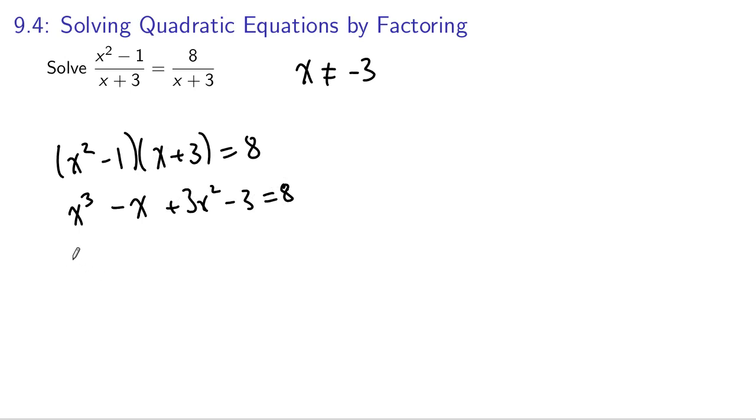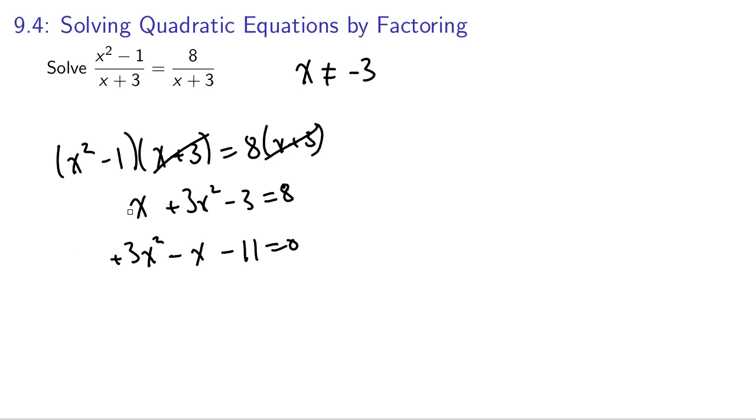Okay, so we have x cubed plus 3x squared minus x minus 3 minus 8, which is minus 11, is 0. Okay, so oh, of course I made a mistake here. If we cross multiply, we have x plus 3 on both sides, which is the same as just canceling it out. Okay, so this makes no sense.